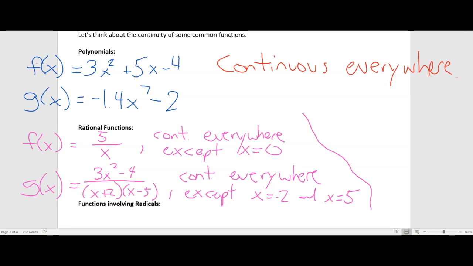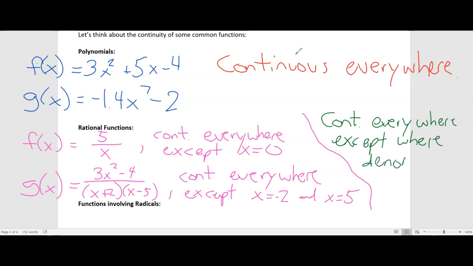So for rational functions, we can sum this up as continuous everywhere except where the denominator is equal to 0.